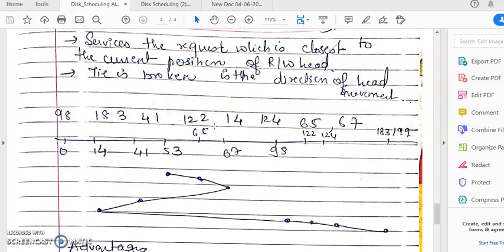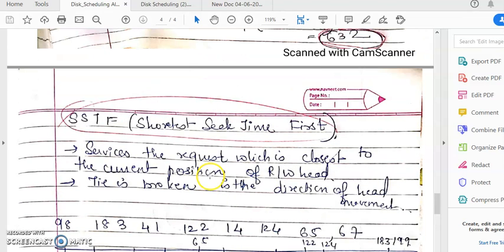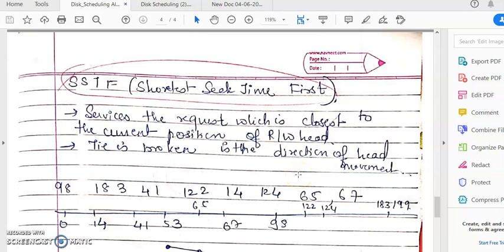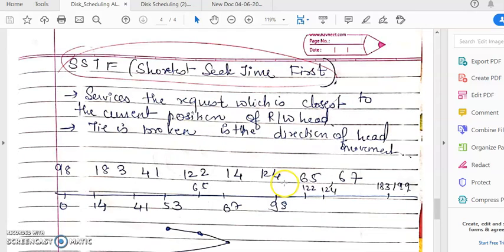Now, what does SSTF say? It says to look for the request which is closer to the one you are attending. Service the request which is closest to the current position of the read write head. It depends upon the current read write head; the one which is closer to it will be attended first. That's my strategy. So here I'm applying a strategy. When you apply a strategy, there comes a little starvation also, because you are applying priority to the requests.